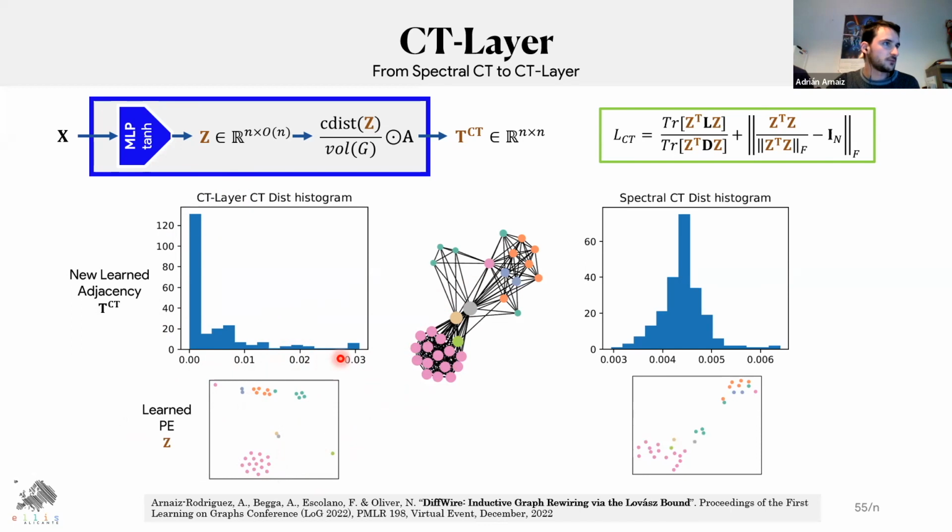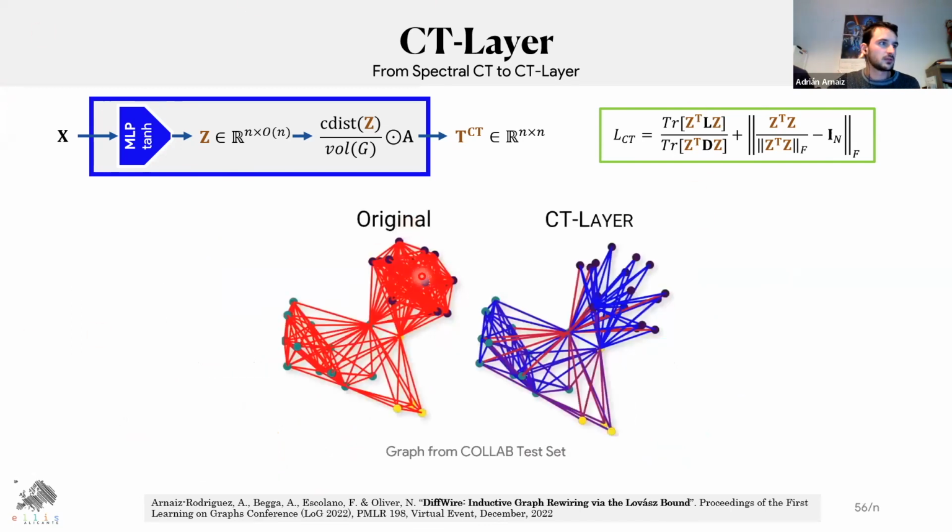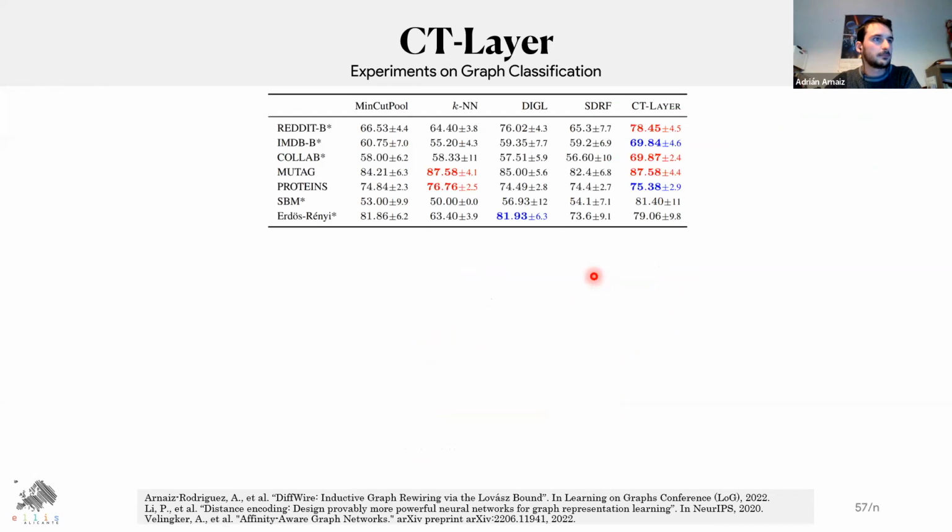So once we have audited all the layer, we can see how it works. This is the original graph, and what the CT layer does is sparsify the communities and give more importance to the edges that go from the communities to the bottlenecks, which are these ones around here. Yes, and the main idea is that we have performed graph classification with a bunch of benchmarks and with a bunch of other methods.